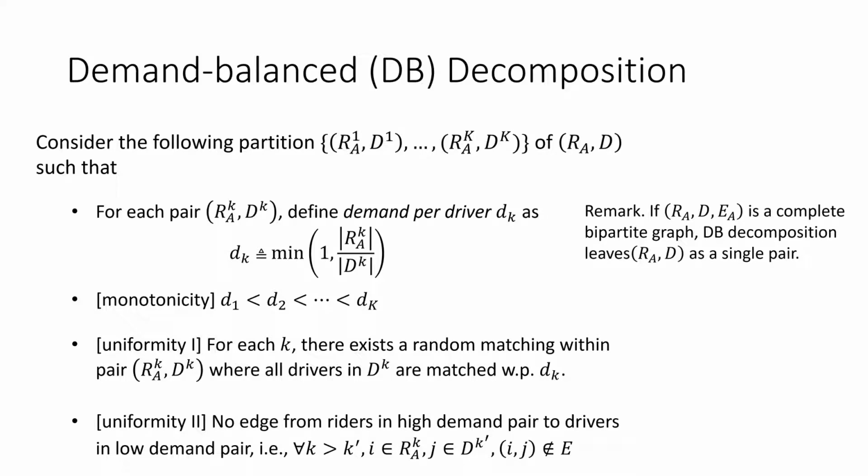And let me put a remark here. Suppose that our first stage bipartite graph is a complete bipartite graph. Then this DB decomposition will leave the whole bipartite graph as a single pair. And basically, we will match every driver uniformly with equal probability.